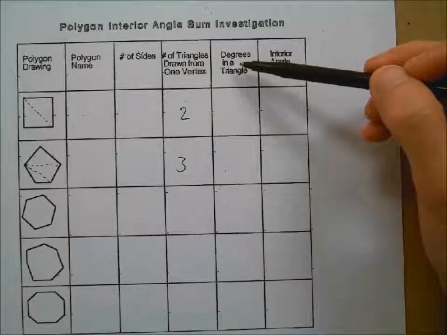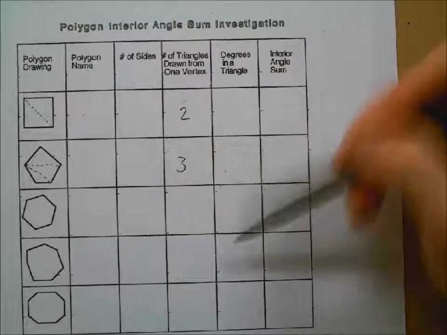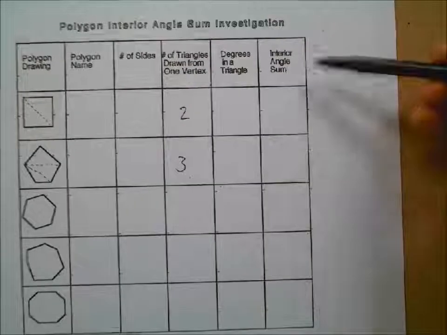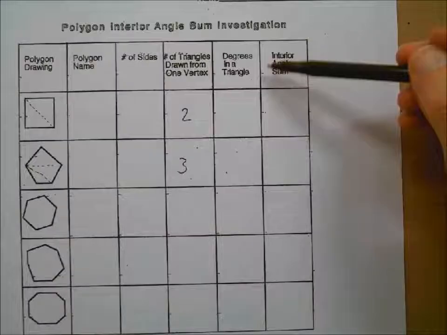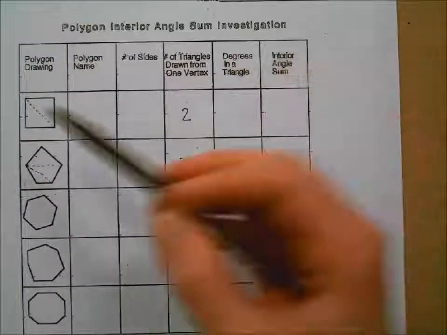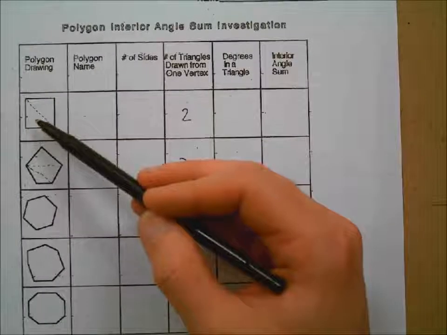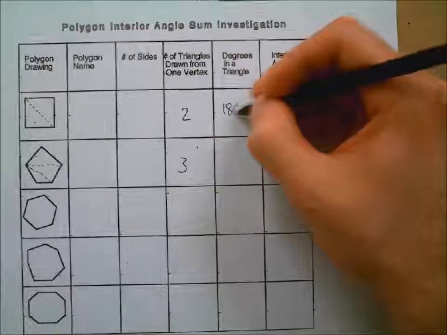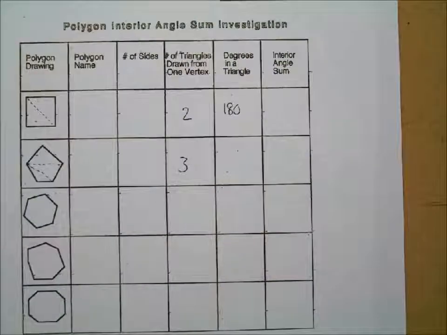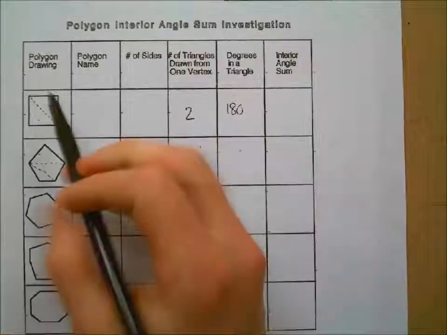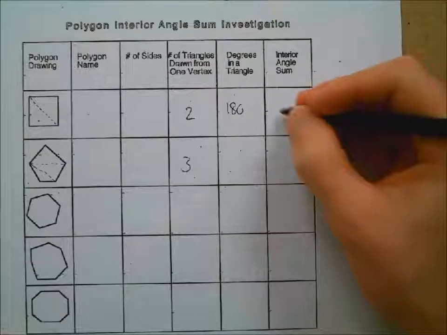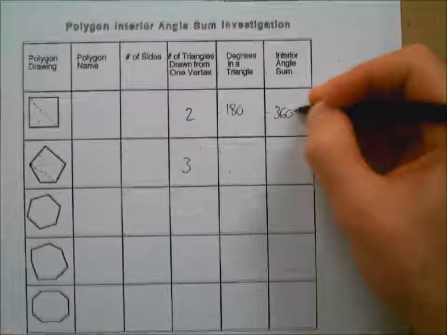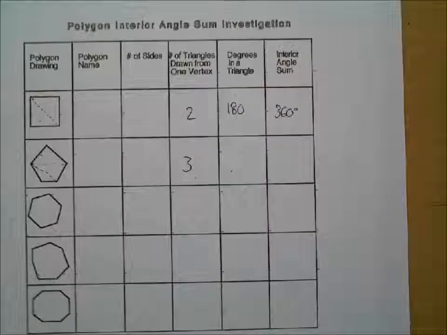Then you can tell me how many degrees are in a triangle. We all know the answer to that, so this column will be the same number. And then, what is the interior angle sum of the shape? So, for example, here for the square, how many triangles are there? 2. So both triangles have to add up to 180 degrees. But if there's 2 of them, the total here would be what? 360. So we would expect the interior angle sum of a quadrilateral to be 360 degrees.